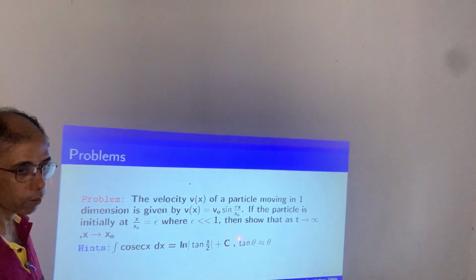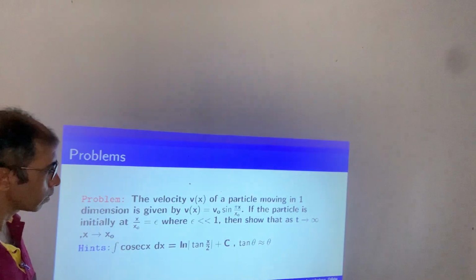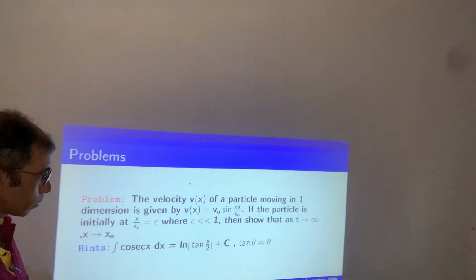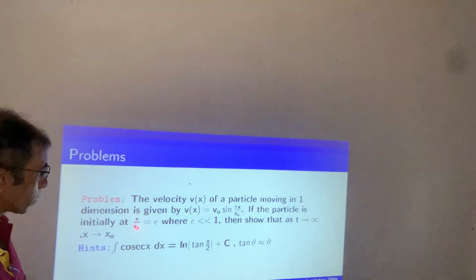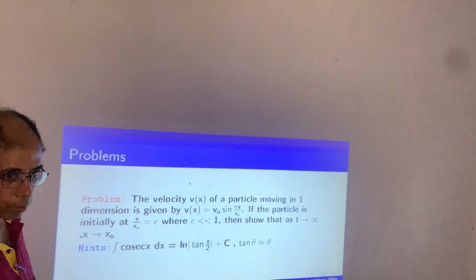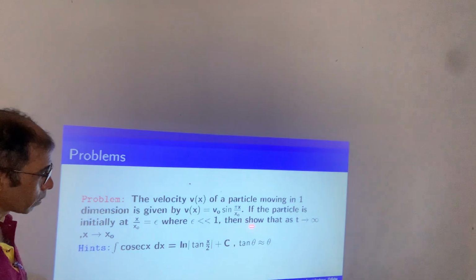we now have to find the constant. How do you find the constant? To find the constant, use this: at t equal to 0, x by x0 is epsilon. Use this condition to find c.